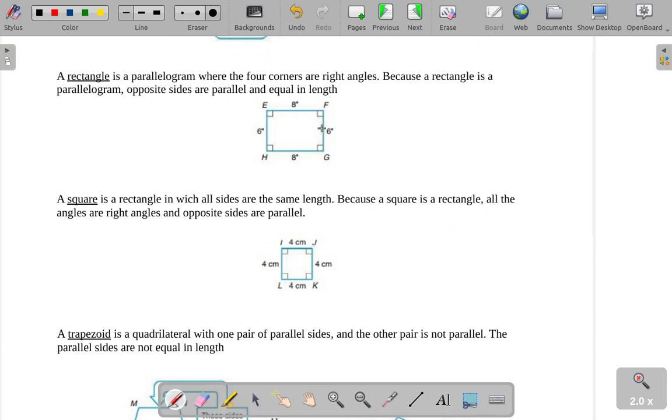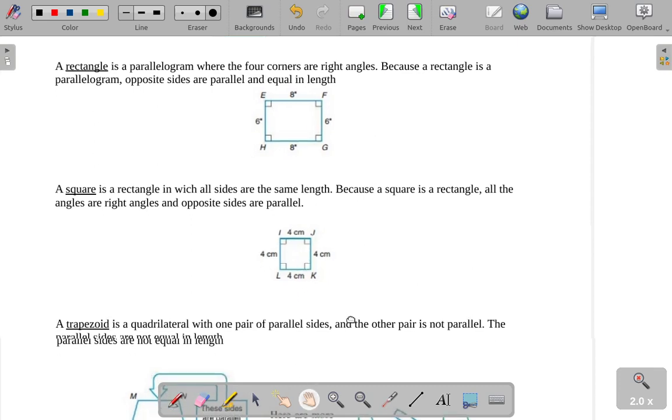If we get even more specialized than that, we can say, okay, what happens if all four sides are the same length? Not just opposite sides, but all four sides are the same length. Then we get a square.